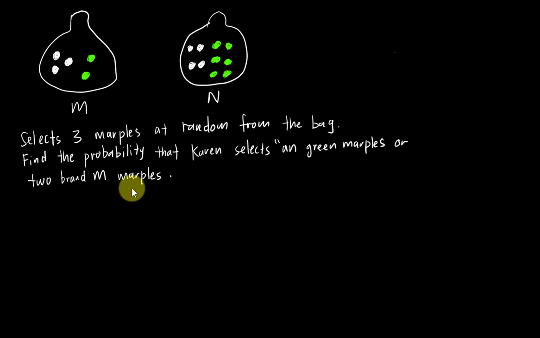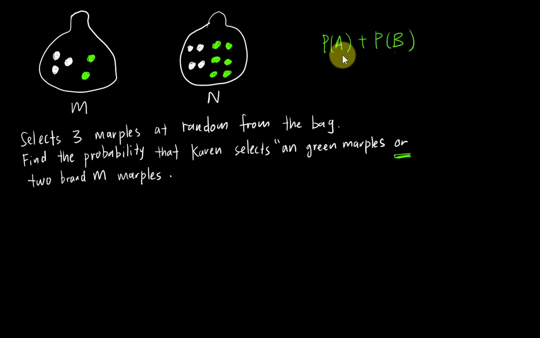So over here, the first information you read from the first sentence is that you want to select 3 marbles, and the 3 marbles can be white, green, white, or white, white, white, or green, green, green. As long as you have 3 marbles. The second information is that you want a green marble or 2 brand M marbles. If you do probability and you see the word or, you basically know it's a plus, right? So you need to find the probability of event A plus the probability of event B.